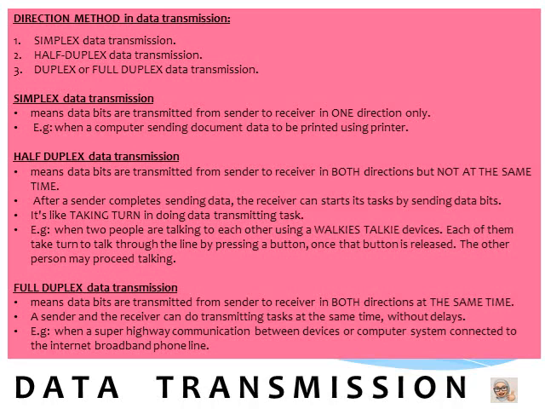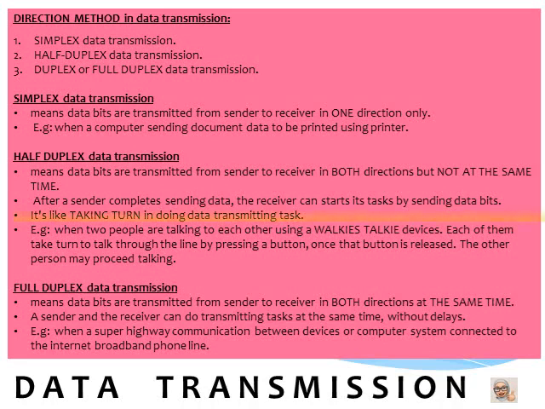Next, half-duplex data transmission means data bits are transmitted from sender to receiver in two-way or both directions but not at the same time. After a sender completes sending data, the receiver can start its tasks by sending data bits. It's like taking turns in doing data transmitting tasks. An example for half-duplex is when two people are talking to each other using walkie-talkie devices. Each of them takes turns to talk through the line by pressing a button. Once that button is released, the other person may proceed talking.